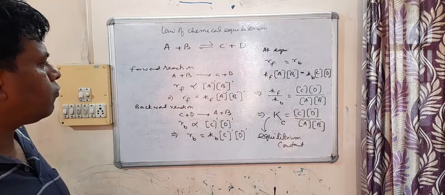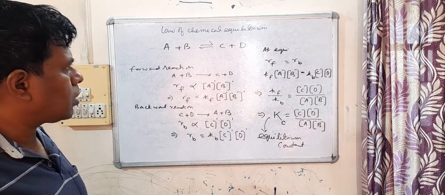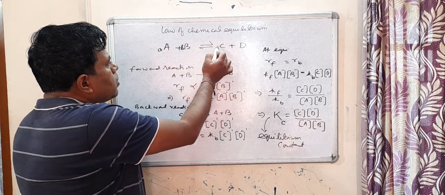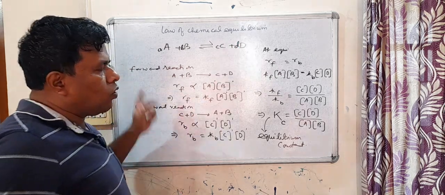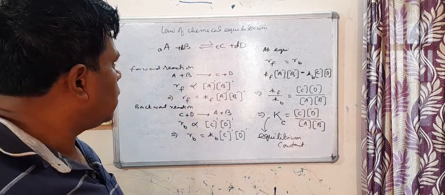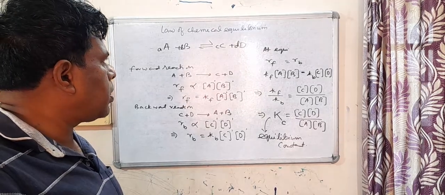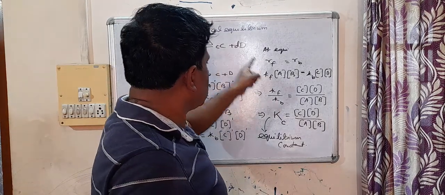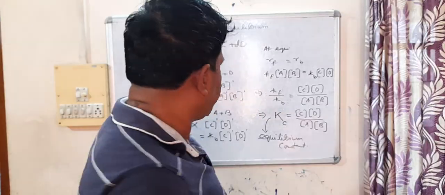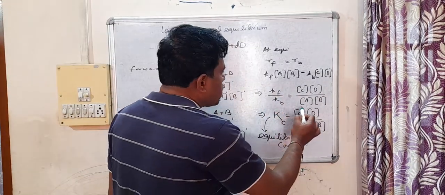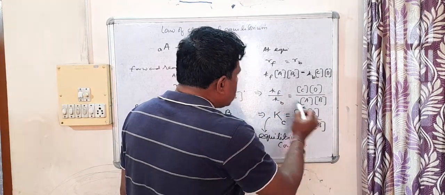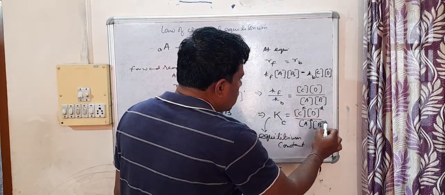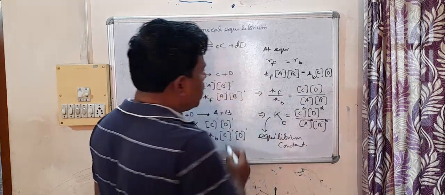Okay, now suppose we have the chemical equilibrium, say aA plus bB reversible cC plus dD, where the coefficients are not the same. In that case, what will the law of chemical equilibrium be? The coefficients will be raised as the appropriate power. So it will be molar concentration of C to the power c, D to the power d, A to the power a, and B to the power b, for this equilibrium.